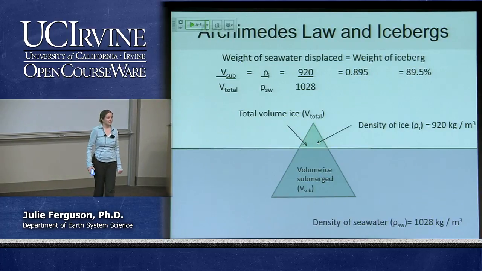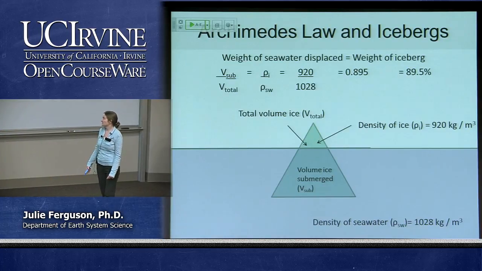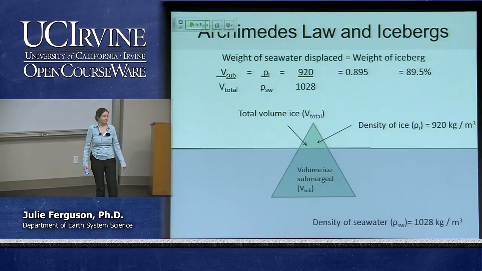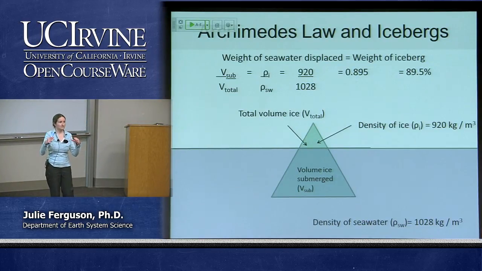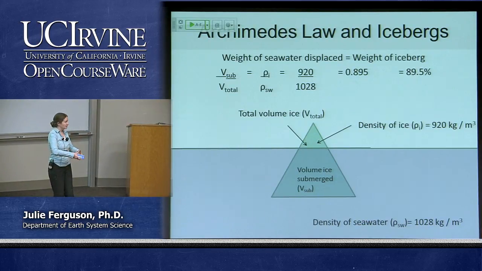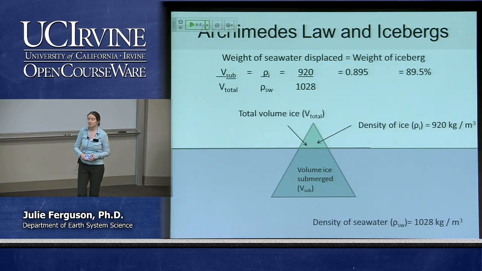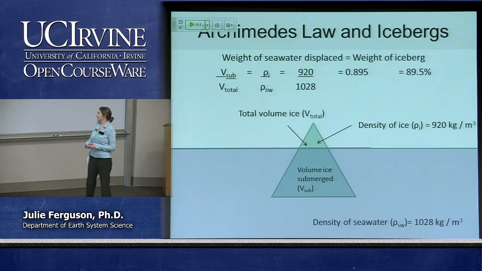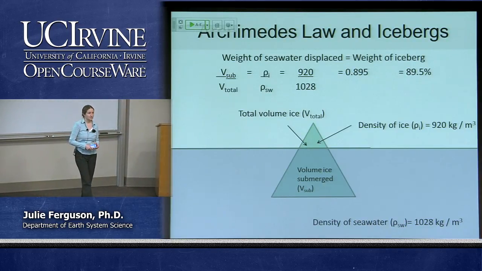So let's say our density of ice is 920 kilograms per meter cubed, okay? Because do you remember, ice is less dense than water, it's why it floats, okay? Because we have that big hexagonal open structure, so our molecules aren't packed together quite so much. And then our density of seawater is something like 1,028 kilograms per meter cubed.